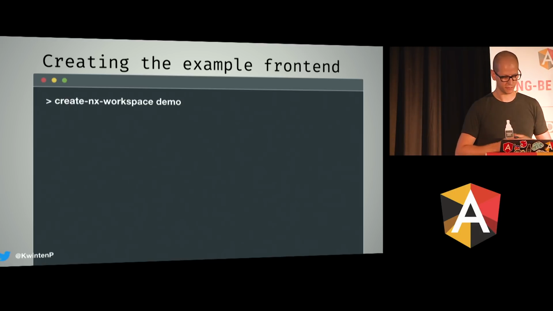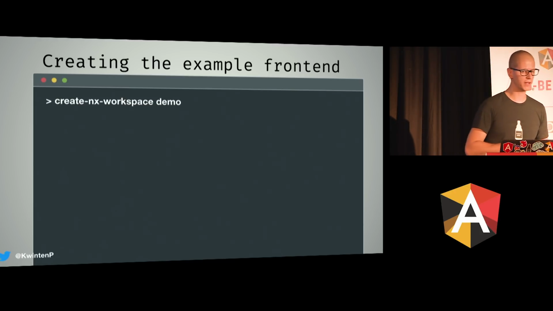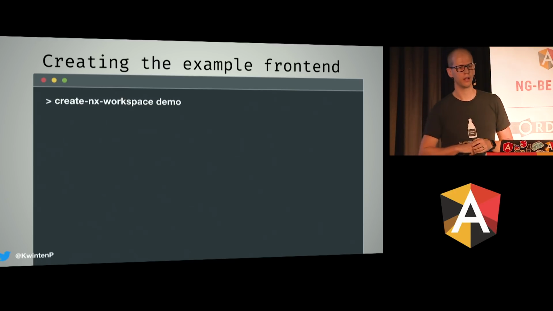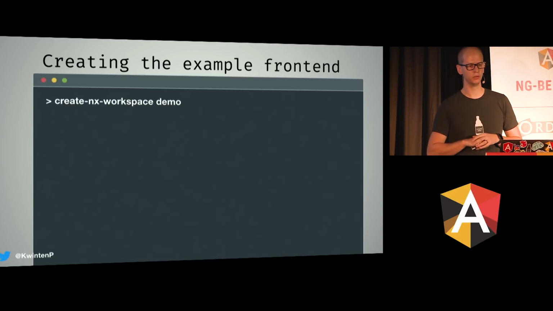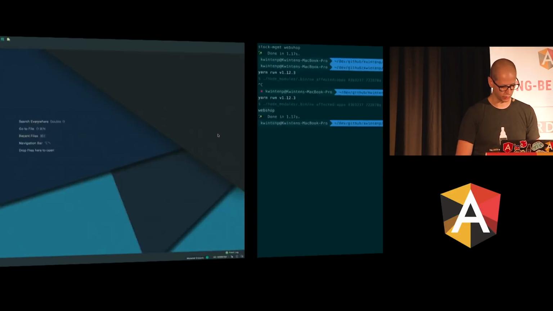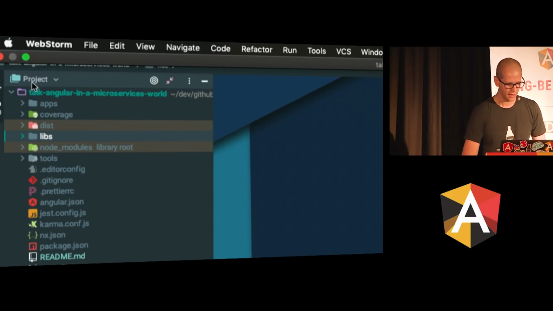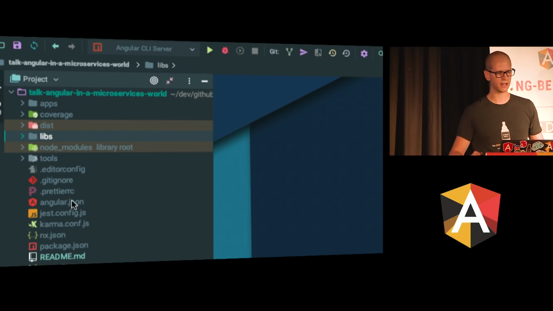So let's get started. The first thing we need to do is use a binary, and that binary is called create Annex workspace, and that is the only non-standard thing you have to do when using Annex. It's a binary that allows you to create a workspace. What is a workspace? I'm using the name demo here. A workspace is nothing more than an empty Angular CLI project. Let me show what it looks like in code. I'm not going to run this live because it takes a little bit too much time. But this is an Annex workspace, and it looks familiar, like an Angular CLI project.